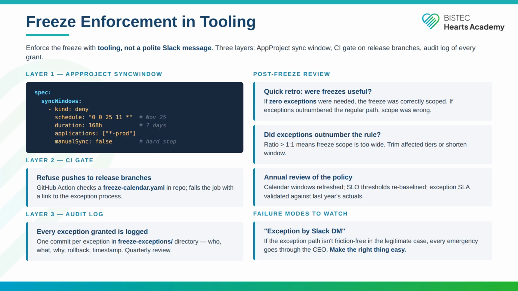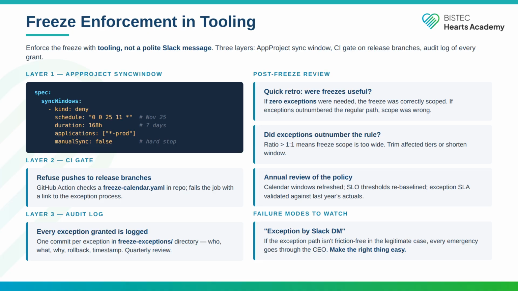The post-freeze review asks 3 questions. Were the freezes useful? Did exceptions outnumber the rule? And what should next year's calendar and SLO thresholds look like? If 0 exceptions were needed, the freeze was correctly scoped. If exceptions outnumbered the regular path, the scope was wrong: trim the affected tiers, or shorten the window.